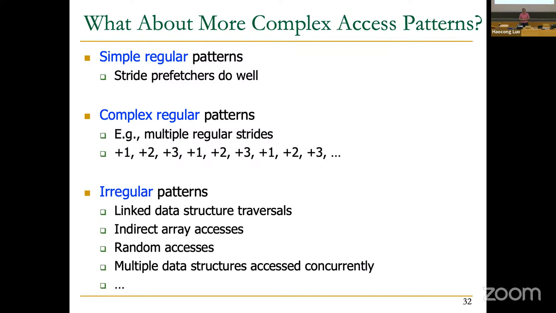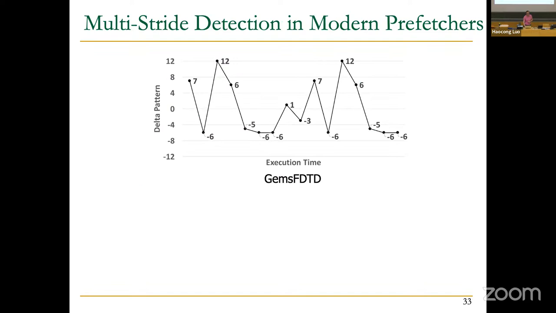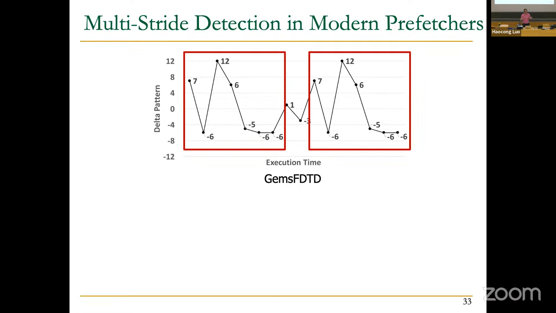Let's take a look at a complex regular pattern. This is a real application, and this is the delta. Stride is also called delta today. It's also called delta correlation prefetching. What I'm going to describe is a delta correlation prefetcher, basically. You can see that there's a predictable stride here. So the question is, how do you predict it? You need to be able to record it and predict it.